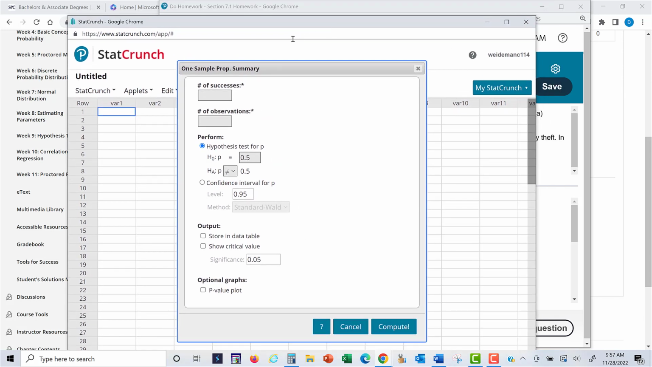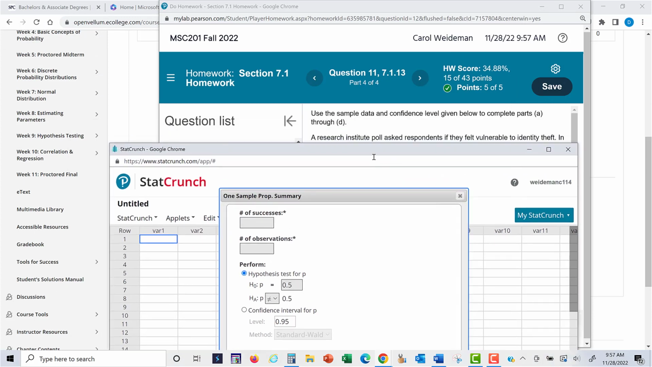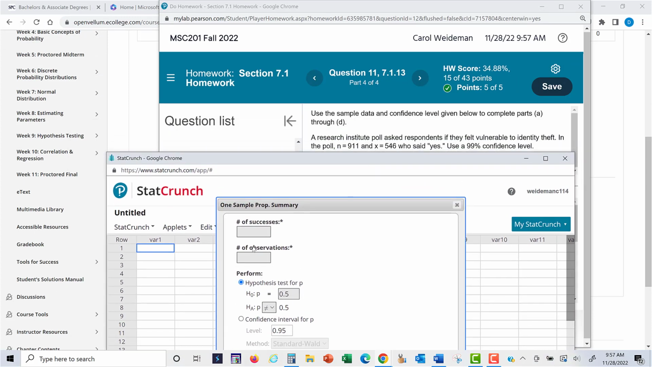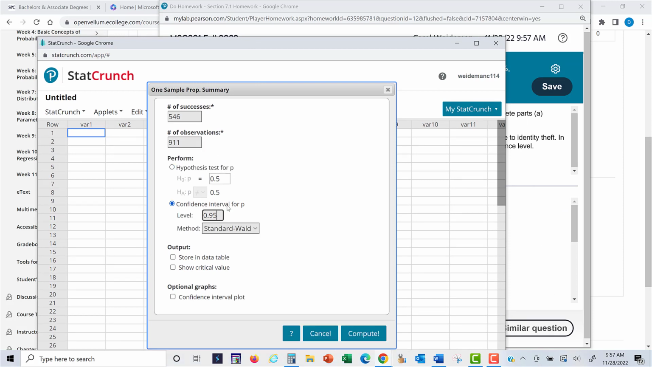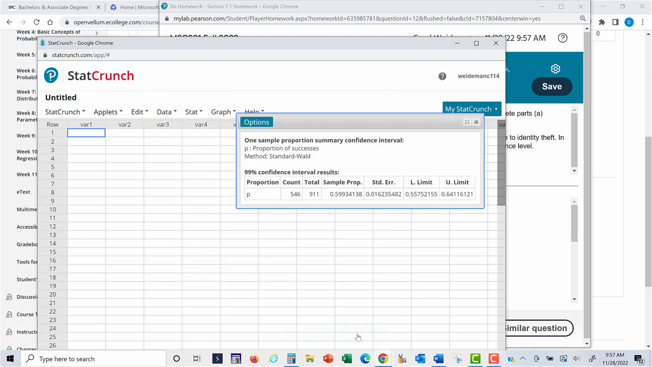Okay, so you're going to enter in here, as I mentioned before, we need the number of successes, which we had as 546. And then the sample size was 911. And they wanted a 99% confidence level. So I go down here to confidence interval, and I change the confidence level here to 0.99. And by the way, for this coming week, where we're doing hypothesis testing, you're going to be using the option up above here to perform a hypothesis test, and then just compute.